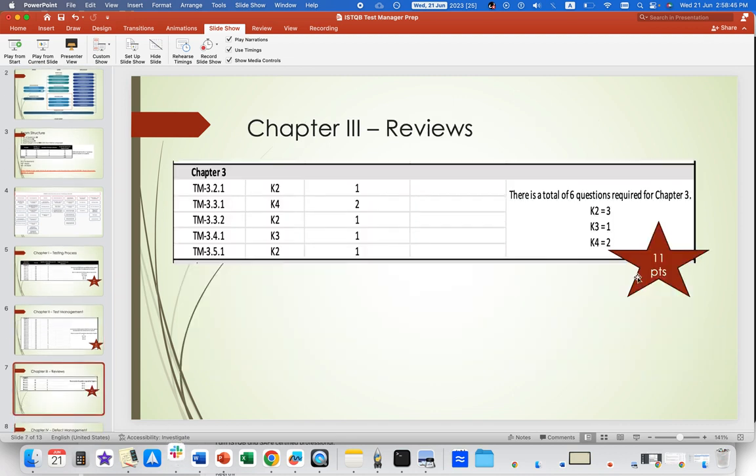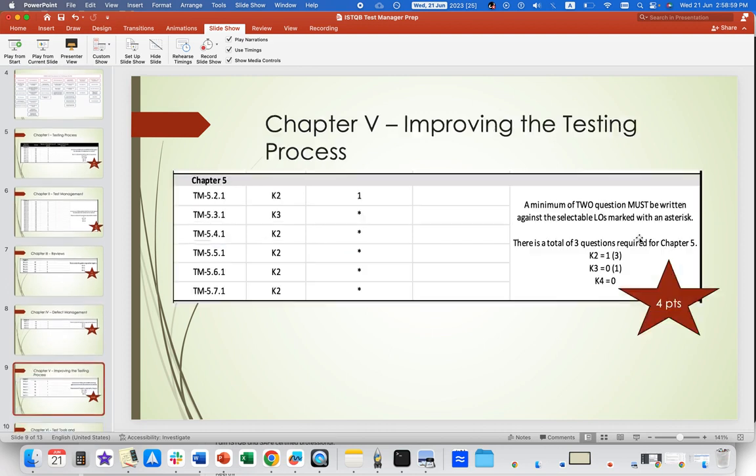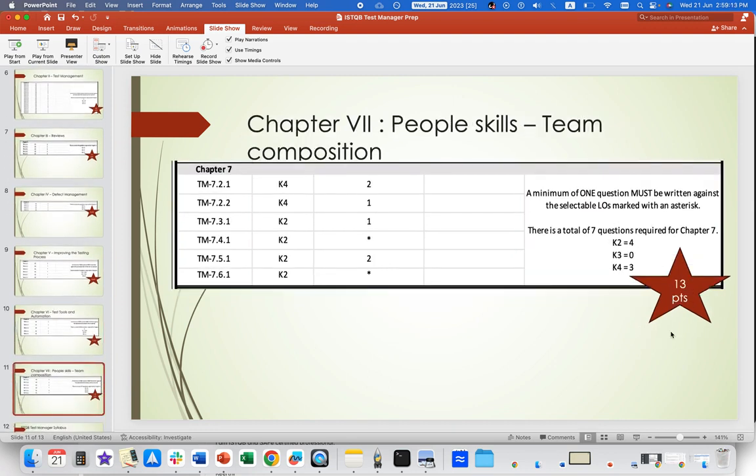Okay, then number 3 is reviews, and you can expect 11 points actually from this chapter, and a total of 6 questions. Chapter 4, defect management, 4 questions, 6 points. Chapter 5, improving the testing process, you can have 3 questions and 4 points. Test tools and automation, 4 or 5 questions from this chapter and a total of 7 points. And chapter 7, a total of 7 questions you can expect and a total of 13 points.